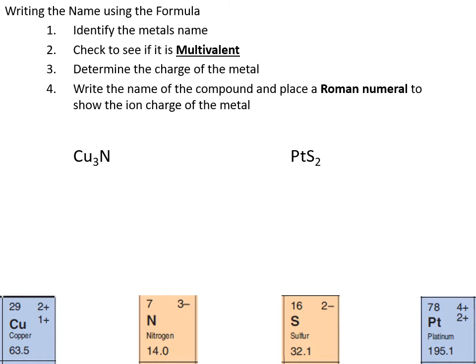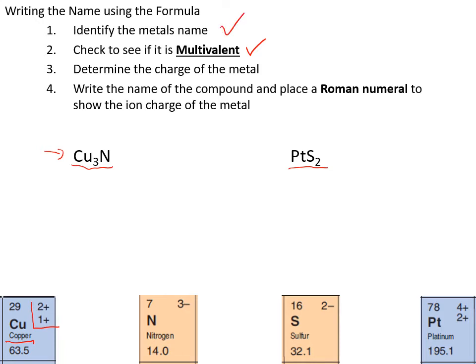Now, how to go the other way? We are given the formula this time, and we have to come up with the name. So first step is identify the metal's name. Check to see if it's multivalent, okay? This step is so important, people forget to do it. So we're going to identify the metal's name for this very first one right here, and we find that it's copper, right there. Check to see if it's multivalent. It is. It produces 2 different ions, so we have done steps 1 and 2.